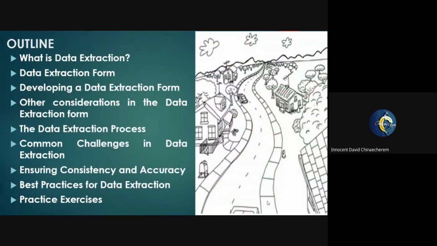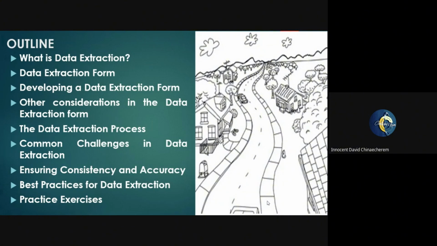So something traditional to what we've been doing is to have an understanding of what our roadmap for this discussion is going to be. So regardless of where you're listening from, we need to understand what is data extraction, because that is very imperative. We need to know what data extraction means.